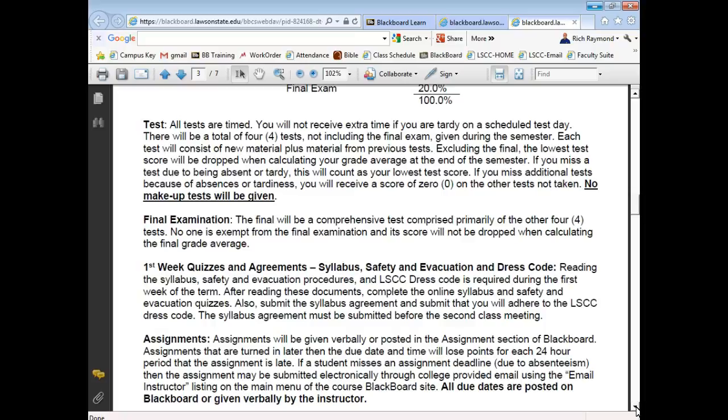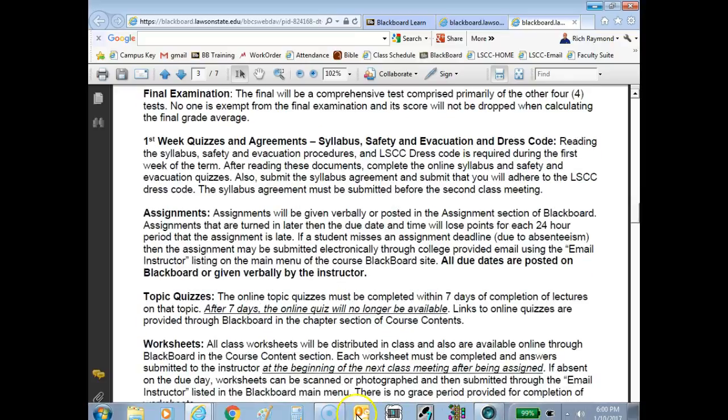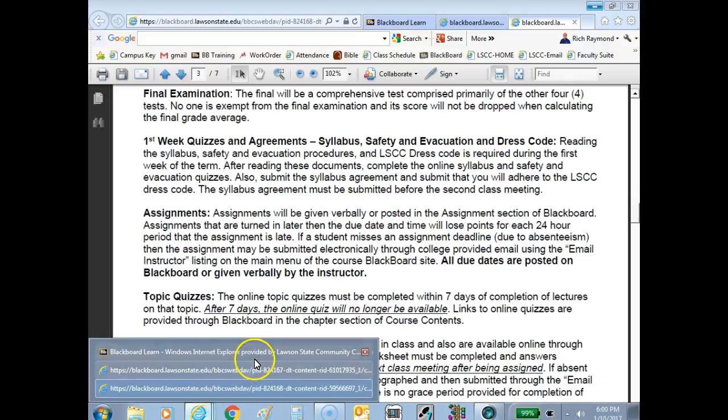This explains the first week quizzes, which you've already gone over. The syllabus agreement is due before the next class. So you need to go in, look at the syllabus, and then do the syllabus agreement before you come to the next class. And then assignment 1, which is completing all those first week's quizzes, is due by midnight Friday. Okay?